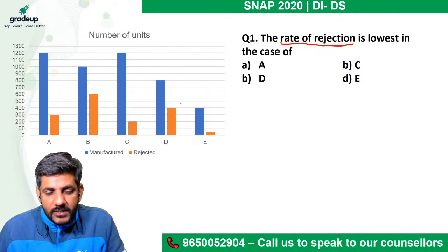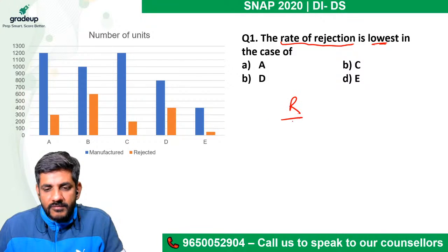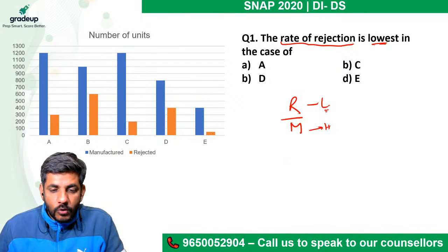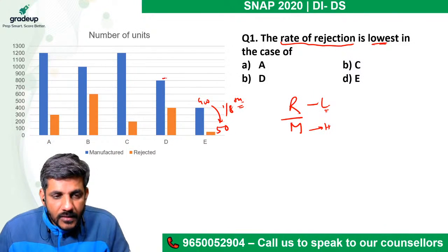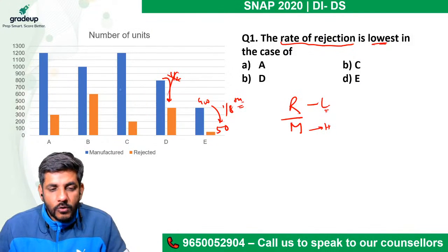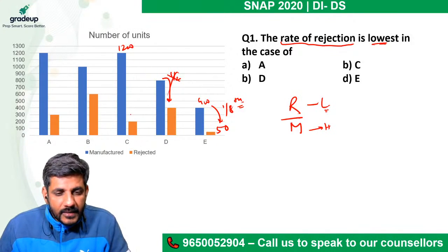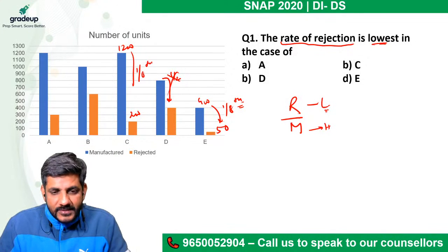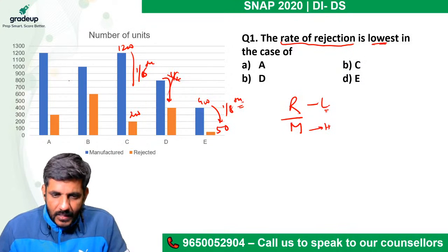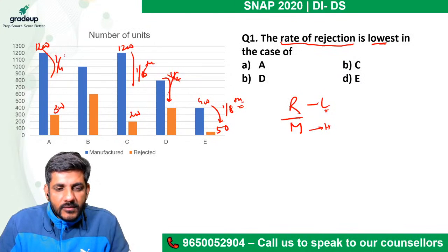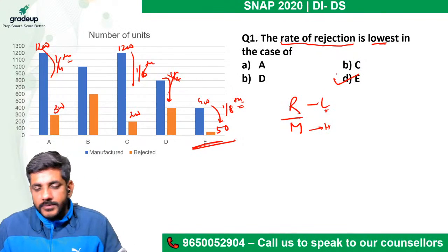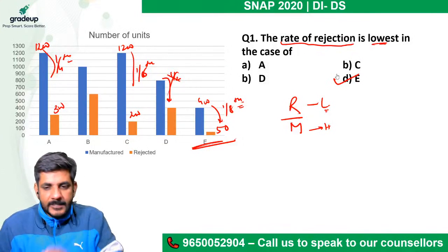So if I look at the rejected ones, if you want the rate to be lowest, rejected out of manufactured has to be the lower one. It is lowest here, that is 50. It is 400, so I see this is 1/8. This is even more than half, so definitely not the lowest. Now this is 1200 and this is 200. This is 1/6. B anyways is not there among the options. So we have 1200 and 300. This is 1/4. That straight away tells us that option D, which says E, is the correct answer.